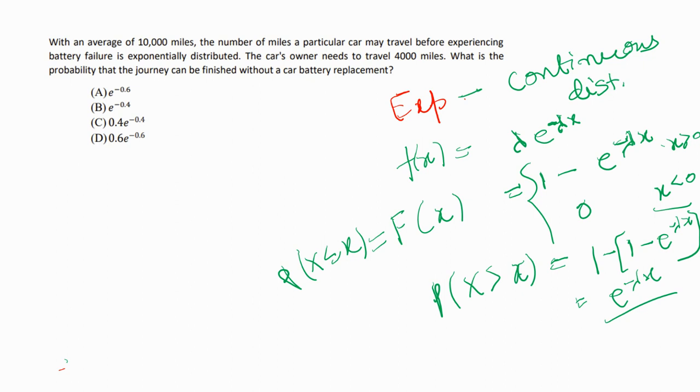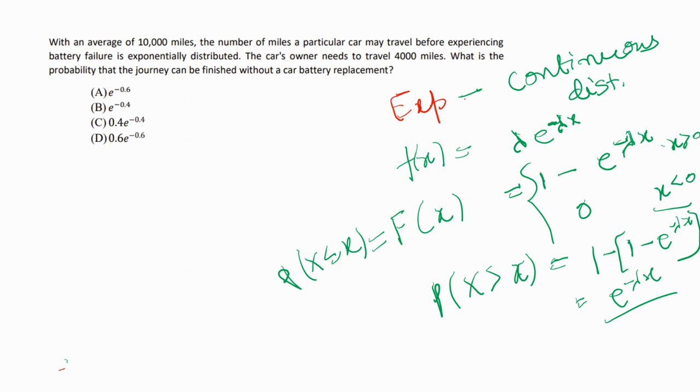So now we will move to the question: the car owner needs to travel 4,000 miles, and we need to find the probability that the journey can be finished without battery replacement. What is given here is 4,000 miles. That means if the car can travel more than 4,000 miles, then it does not need battery replacement in the middle. In continuous distribution, we do not find the probability at a single point, because the probability at a point is 0.